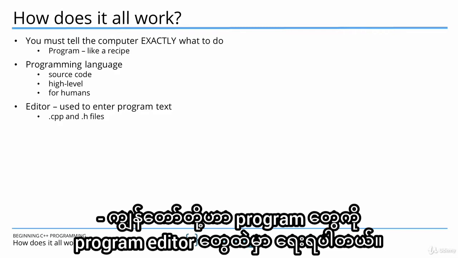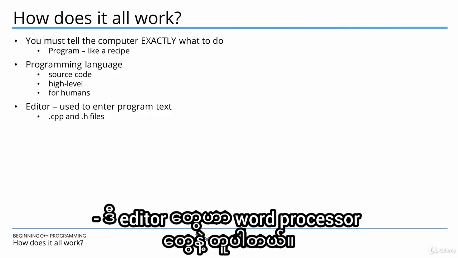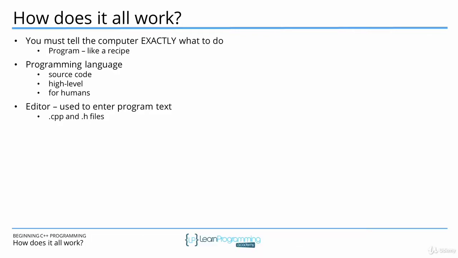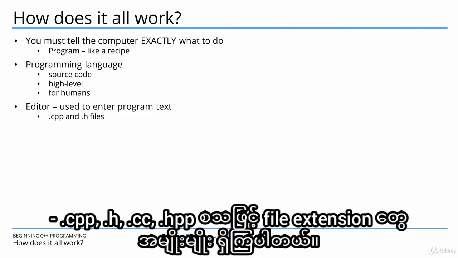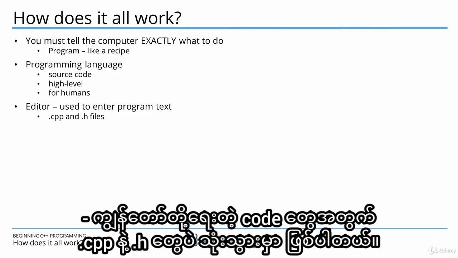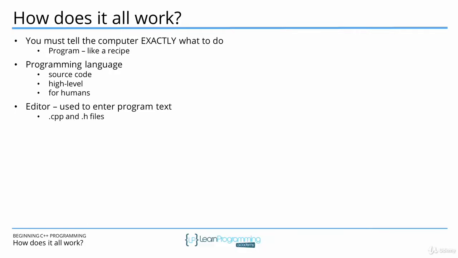We write our programs using programming editors. These editors are like word processors specifically designed to write these recipes in a specific programming language. C++ programs have an extension like .cpp, .h, .cc, .hpp, and there are several others. In this course, we will use .cpp and .h as the extensions for the code we write.